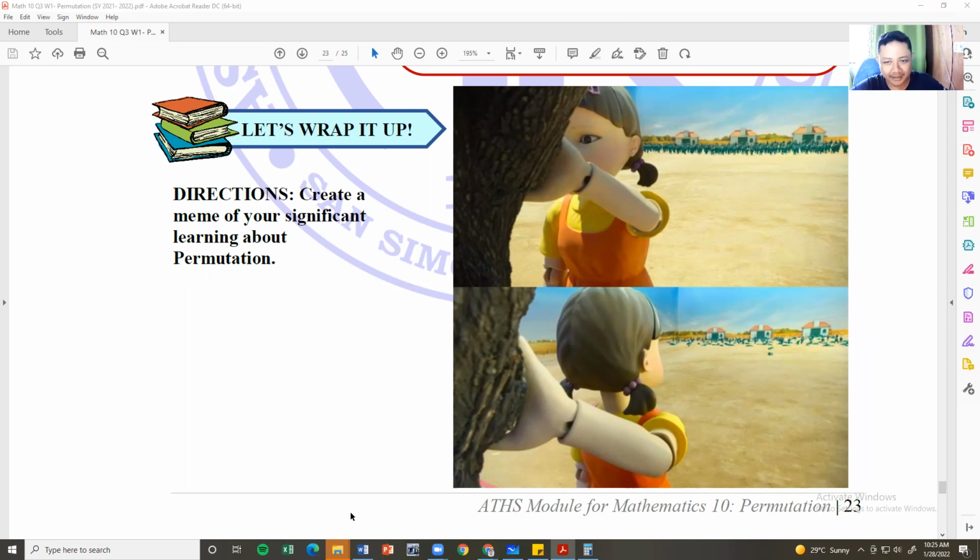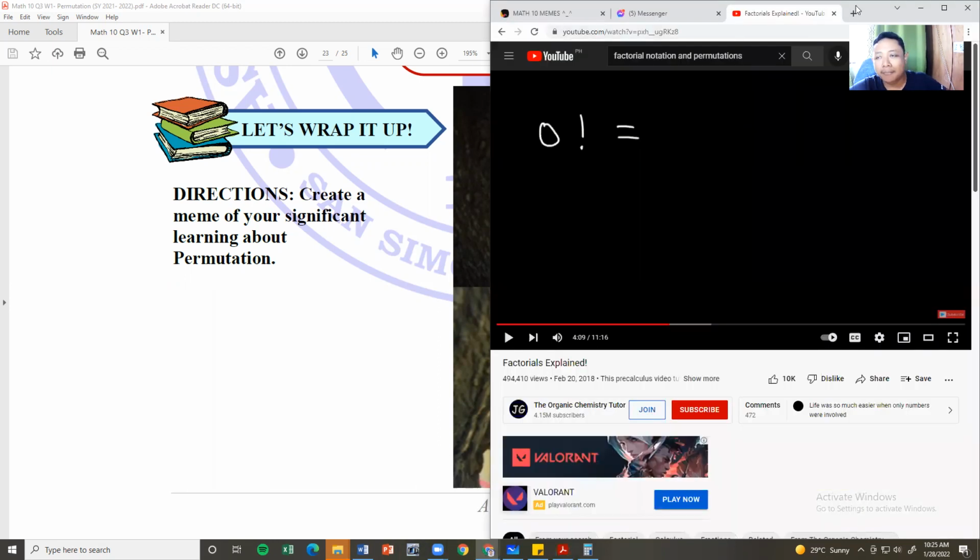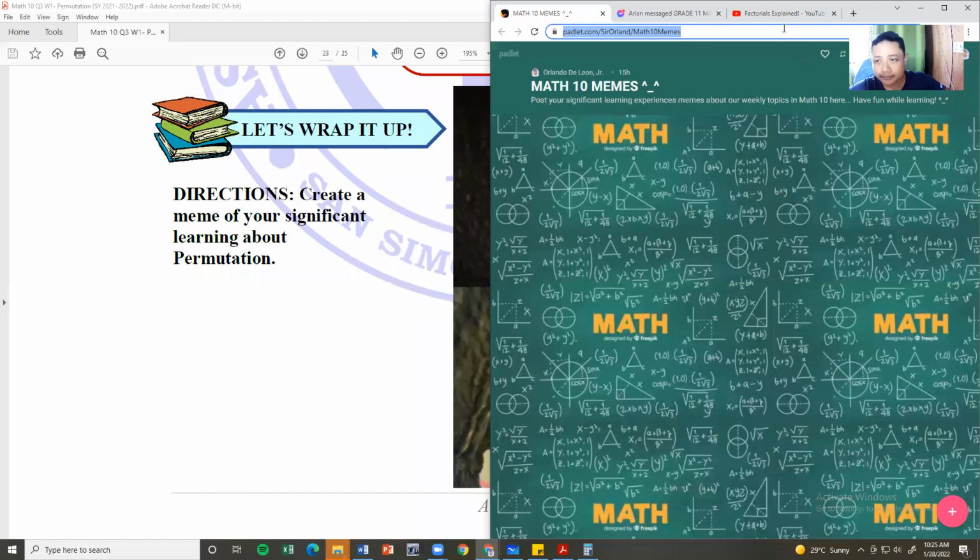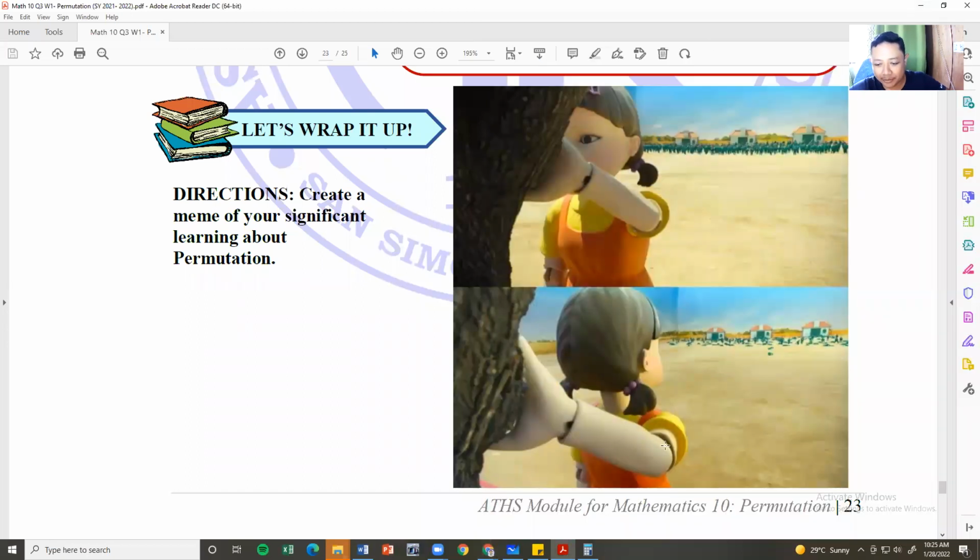Make it as wholesome as possible, but cute and creative. Take a screenshot of our template for the meme. Ready? Here is your Padlet link. I will be waiting for your posts. Remember, just like what I told you, post it here. Post it first, then later I'll give you some more instructions about this meme. Important, make your meme first about what you've learned, your significant learning experience about permutation, using this meme template. Game.